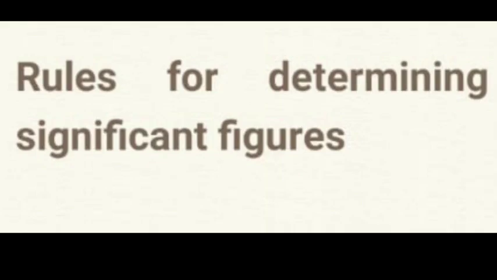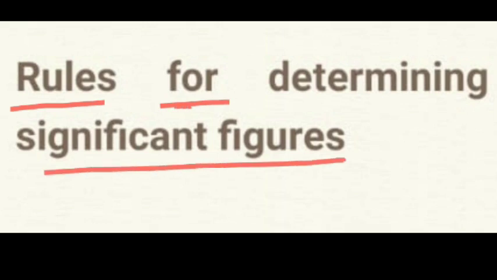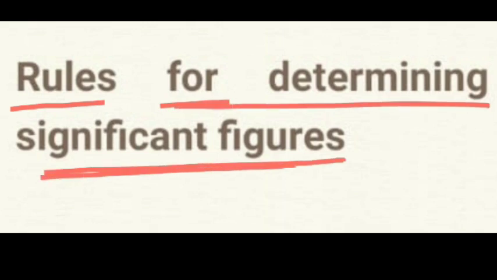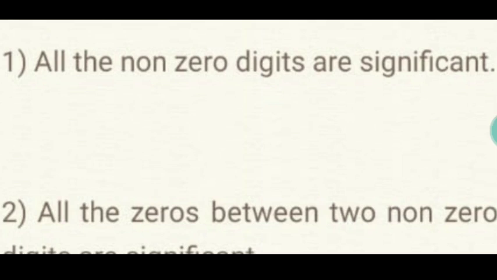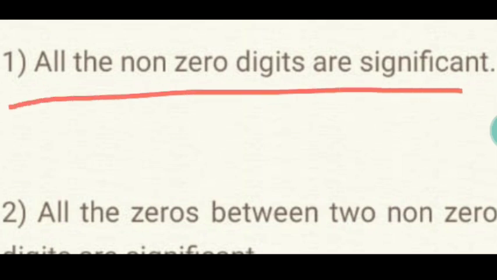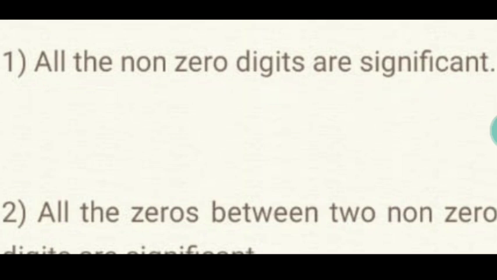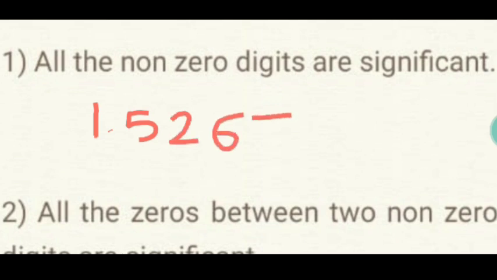Now we are going to see the rules for determining significant figures. The first rule is that all the non-zero digits are significant. Suppose 1.5 was taken, so we have seen that there are 2 significant digits. Suppose there is some larger number, right?